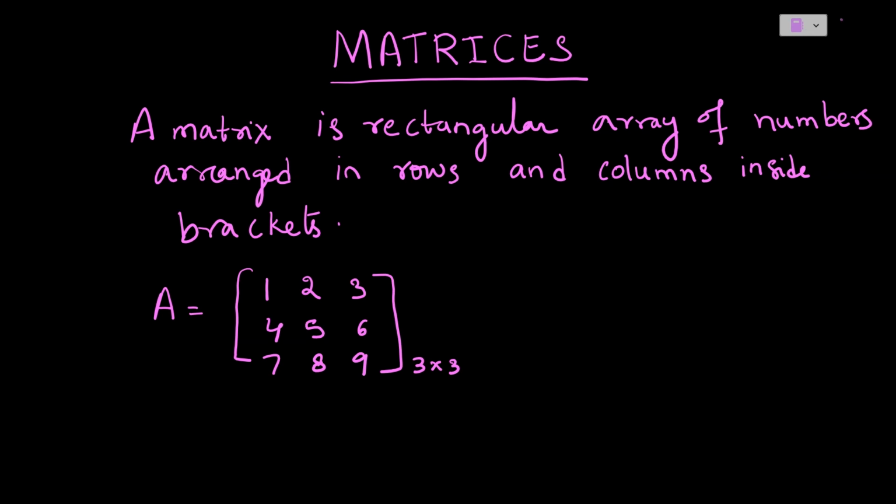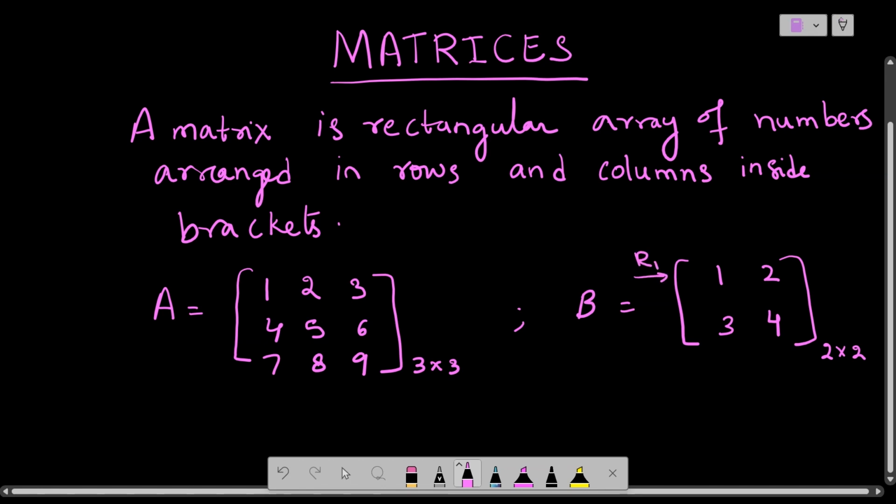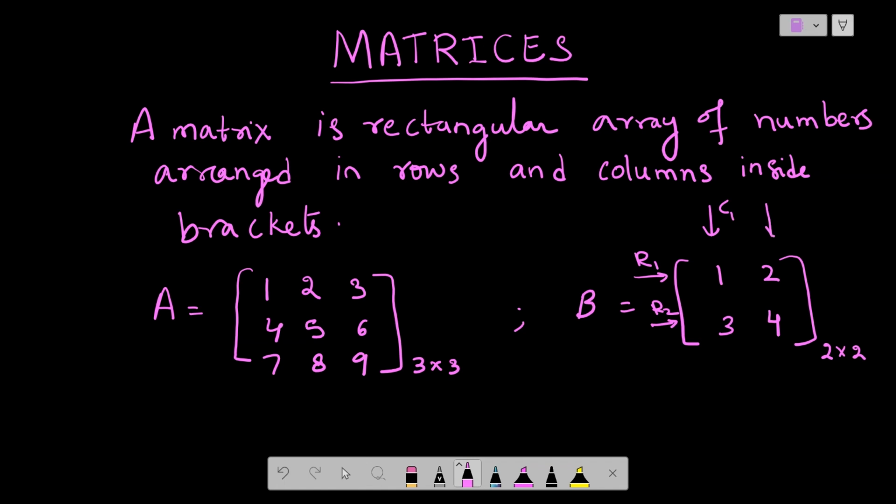Suppose I have another matrix B: 1, 2, 3, 4. How many rows and columns are there? 2 into 2. This is row 1, this is row 2. This is column 1 and this is column 2. Here, row 1, row 2 and row 3, and this is column 1, column 2 and column 3. Did you understand, students?